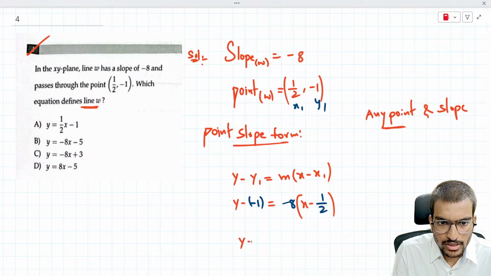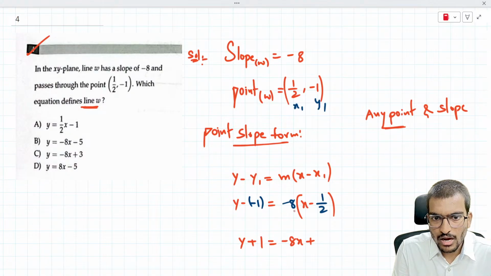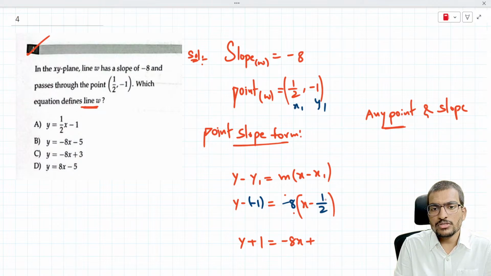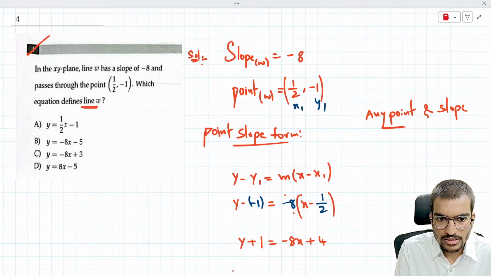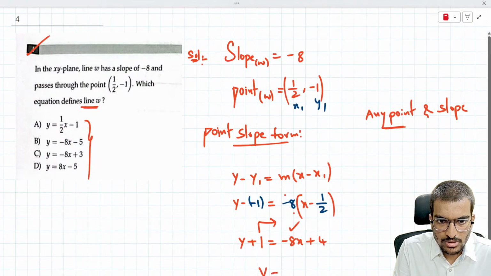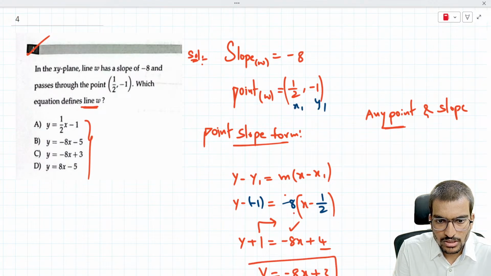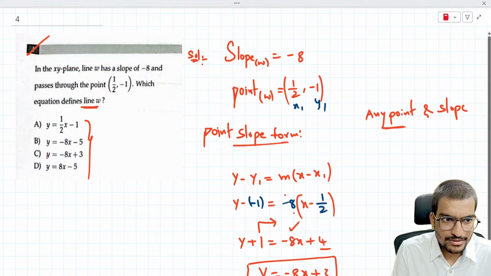So now y plus 1 equals negative 8x, and negative into negative is positive, 8 into half is 4 directly. Let's keep all things in one place. Let's write it in the form of y equals mx plus b. We need y, so move this 1 to the other side. y equals negative 8x plus 4 minus 1, which is plus 3. So negative 8x plus 3.